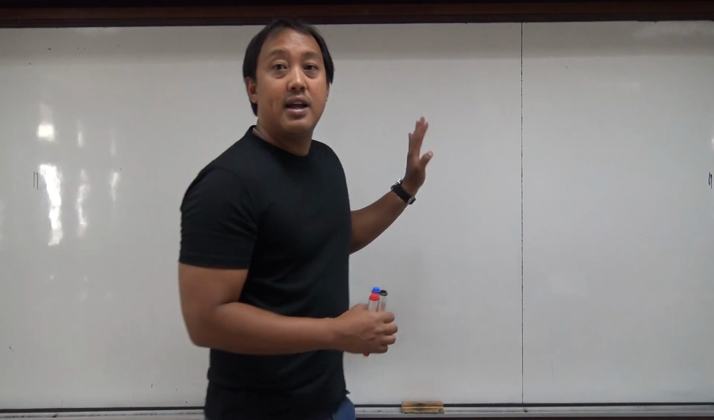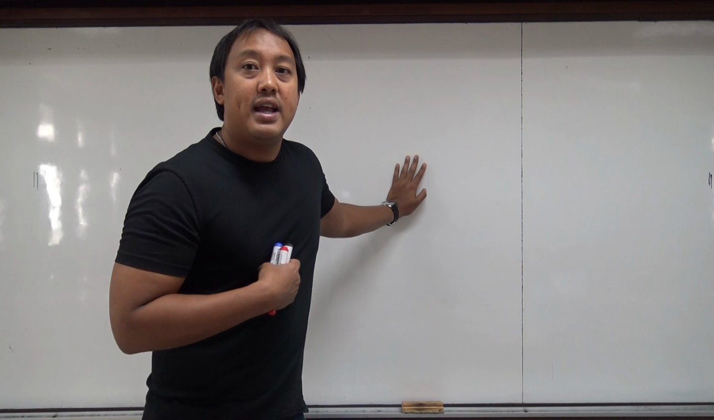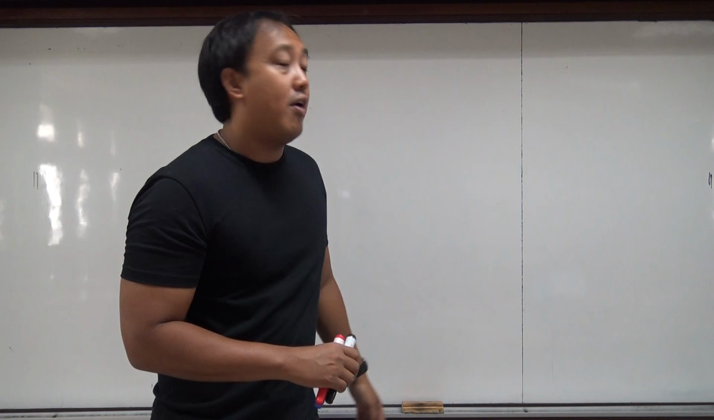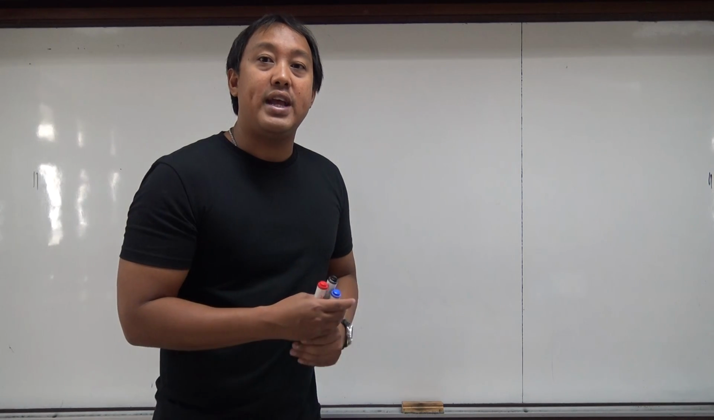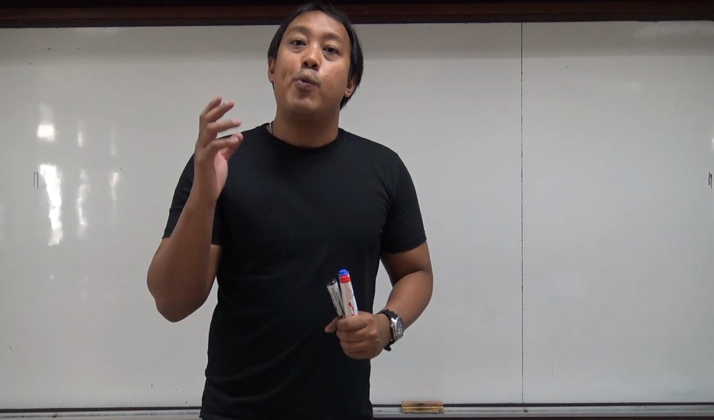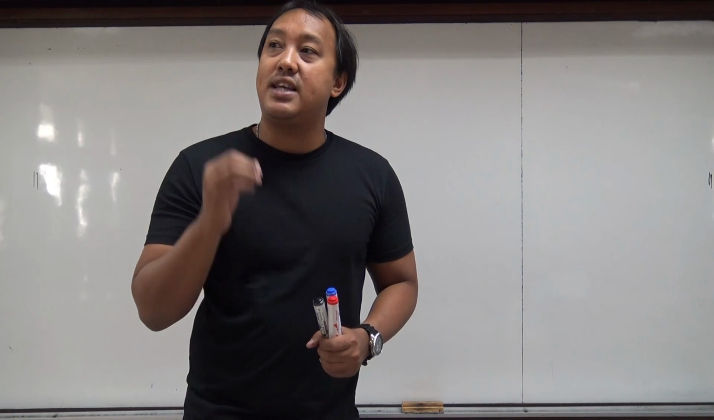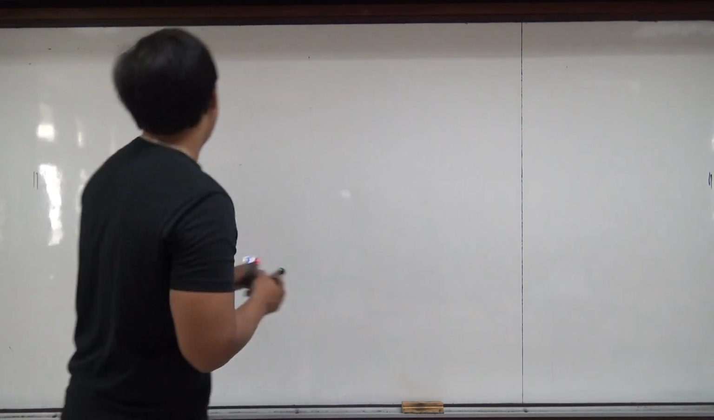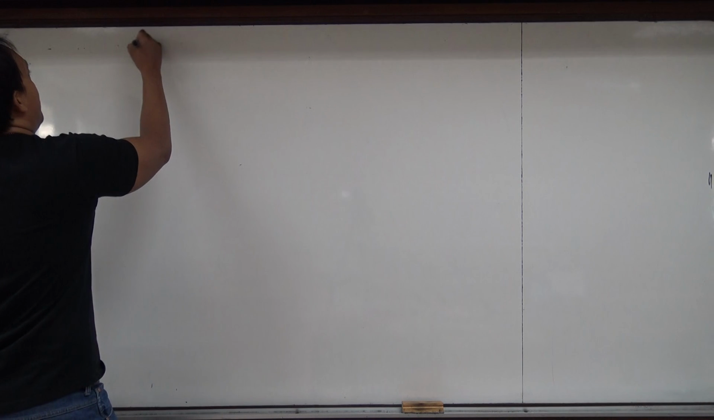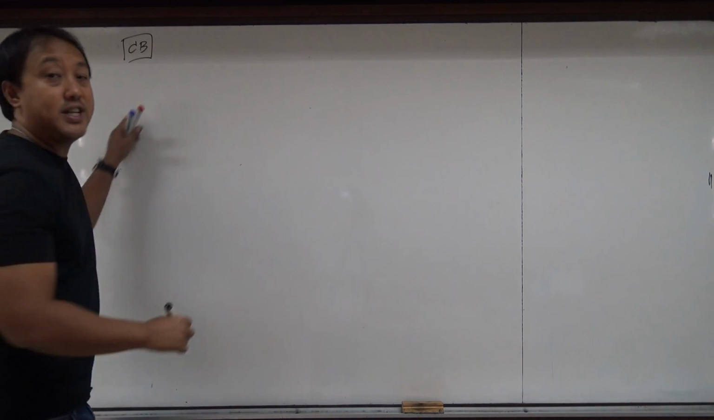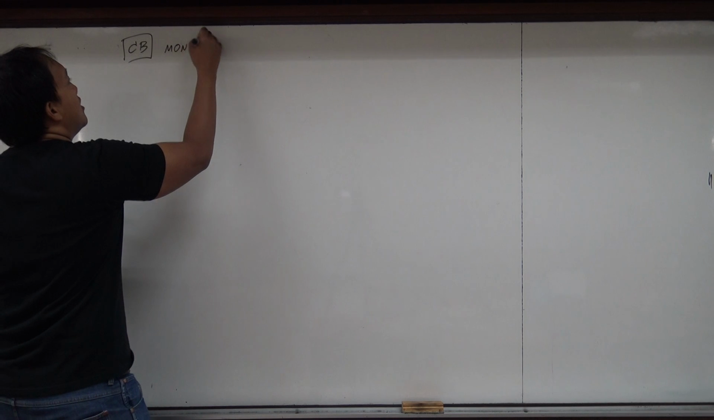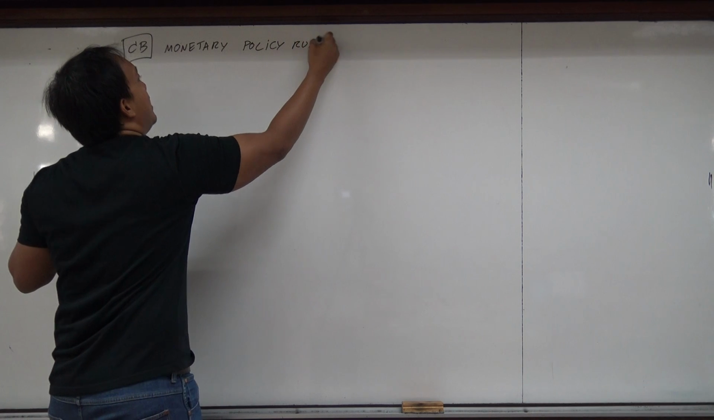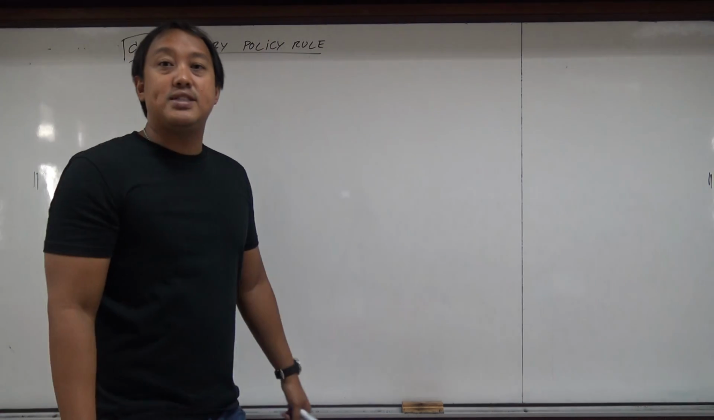So then, here in clip number 2, we're going to talk about the role of the central bank. We're going to go back to the monetary policy rules equation that we talked about before. Central bank, CB, monetary policy rules equation.